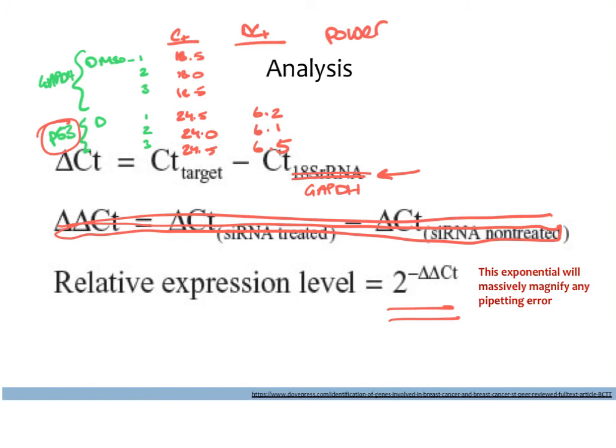So in this case, for power, it's always going to be 2 to the negative delta CT. So in this case, it's going to be whatever 2 to the negative 6.2 is. And the negative is really, really important because that's how you get a decimal number, which is what you would expect to get. So always remember 2 to the negative, whatever that CT is. That is your power value, and this is basically your measure of expression.